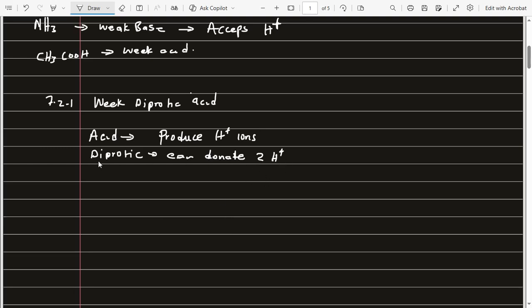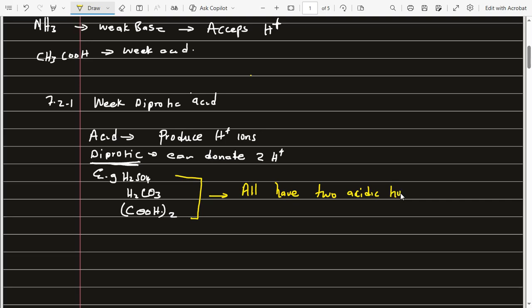I can definitely give you examples of diprotic acids. For example, sulfuric acid is diprotic. H2CO3 is diprotic. Another example is the (COOH)2, the one that we have on the table. Why are we saying that they are diprotic? Because all of them have 2 acidic hydrogens to give away. I hope you understand that part.